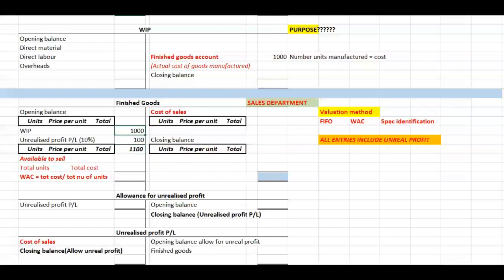reason for that. But remember, when you compile your financial statements at year end, you have to remove all these unrealized profit components out of your figures, because you have to show inventory at year end at the actual cost price of that inventory, or if your net realizable value is lower than the actual cost price, at the net realizable value of your finished goods. So that means I cannot use that figure in my statement of financial position because it includes an unrealized profit component. And for that purpose, we have created the allowance.